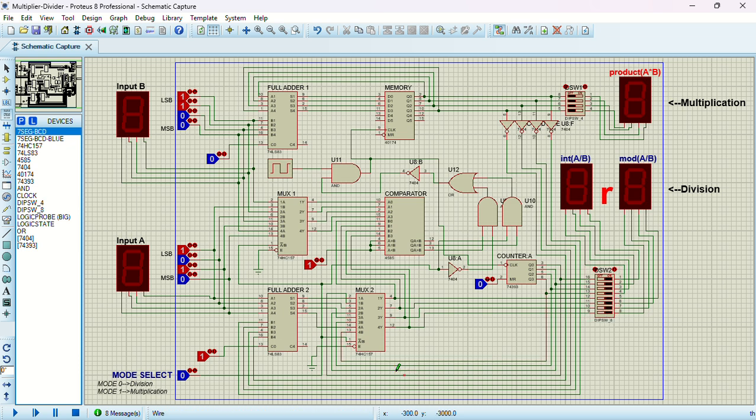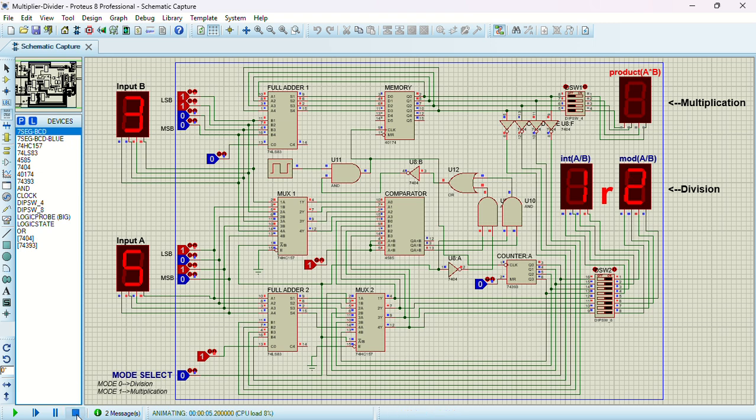Okay. So right now already we have 5, right? 5 divided by 3. So what is 5 divided by 3? Is simply what? 1 remainder 2, right? So let's run it. As you can see, I have 1, the integer part, remainder 2.